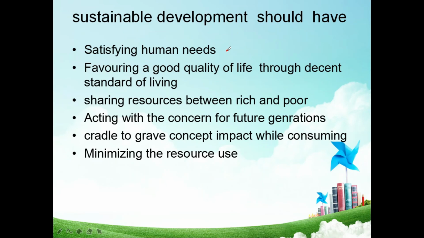So good quality of life through a decent standard of living means equality has to be created for all of us. Even the government has also given life to the people who are living in huts, where they do not have proper accessories or access to safe food, or even a safe shelter. That is what we need to see: favoring good quality of life and decent standard of living. Next, the third point is related to sharing the resources between rich and poor.